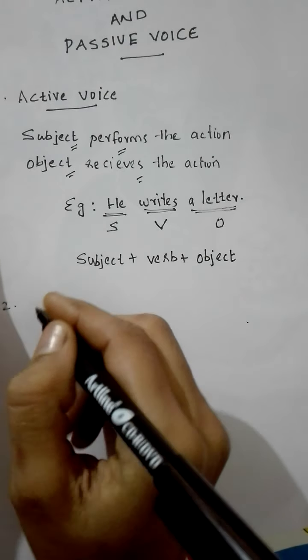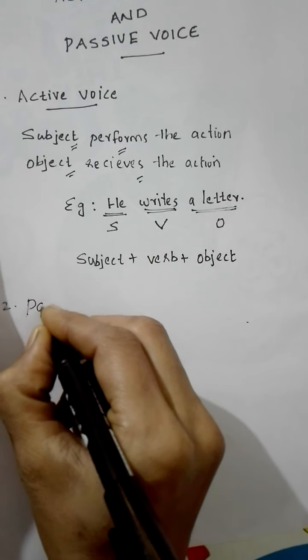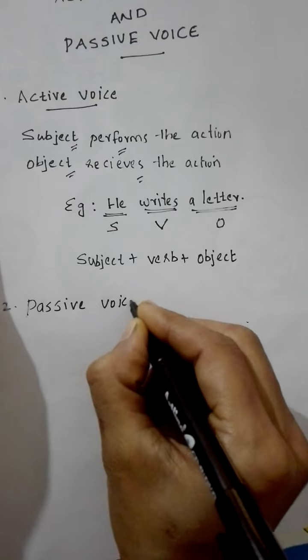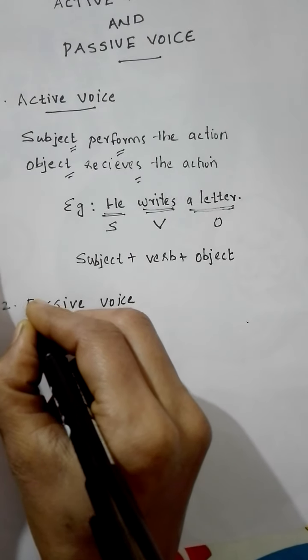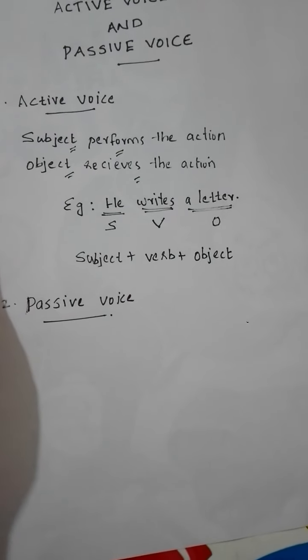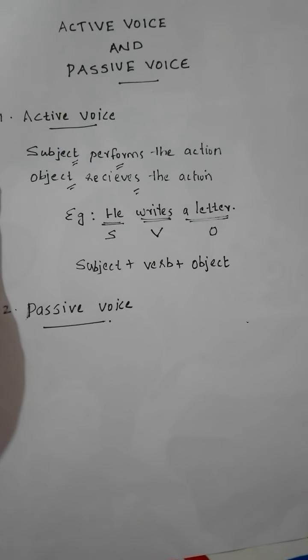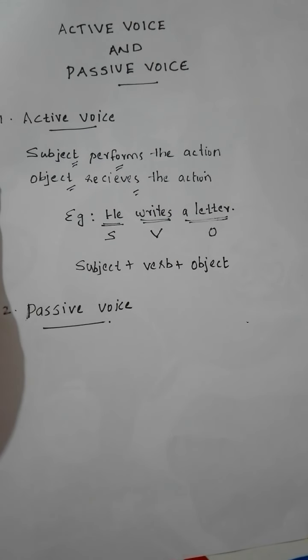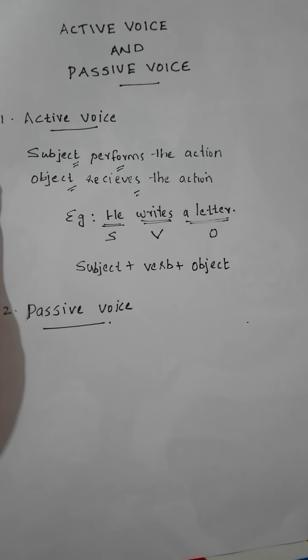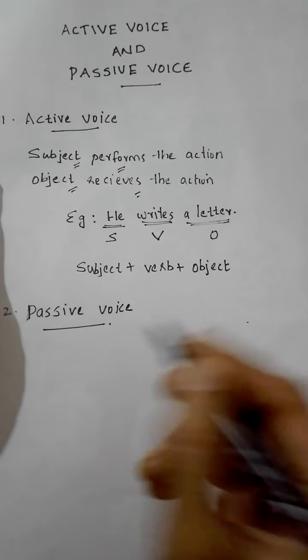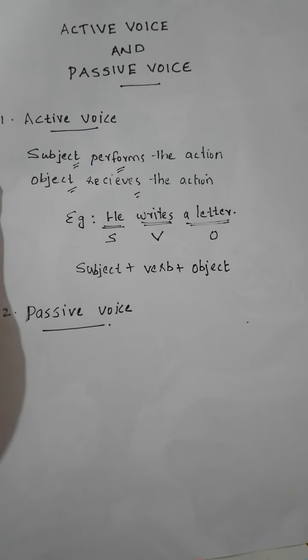Now let's move to passive voice. Okay? Passive voice. See, in the passive voice, the object becomes more important. Okay, the sentence order will be changed here in the passive voice. Means what is the subject in the active voice, that will become the object in the passive voice, and the object becomes the subject in the passive voice.